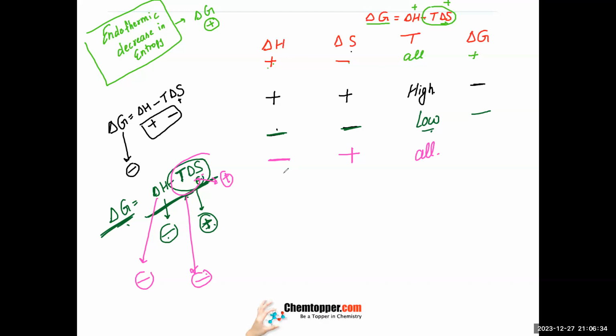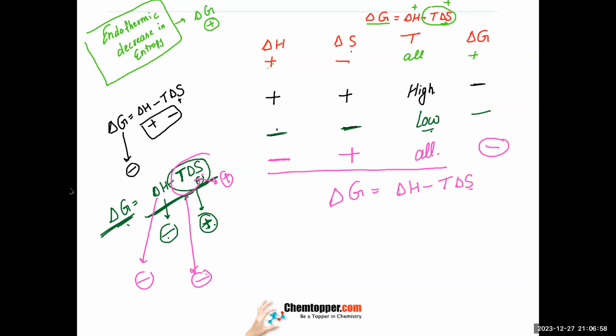Which last? This one? What is the aim? Can you tell me what is the aim? The aim is to get delta G negative. Okay, negative means spontaneous. Very good, Sanvi. And the equation is this. This is the equation.